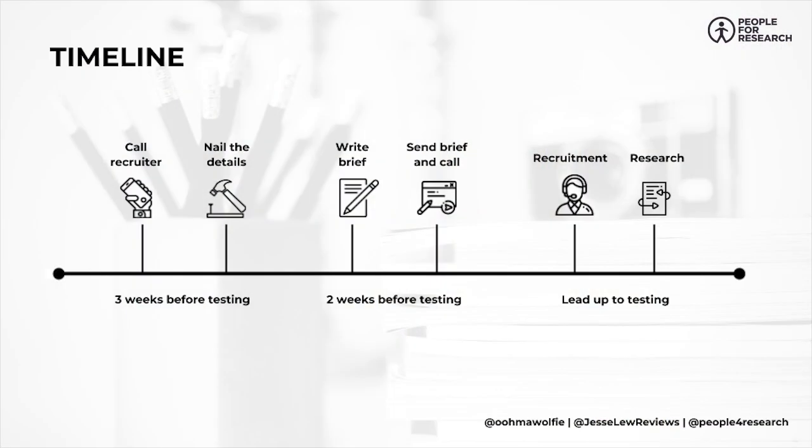So that timeline there, I'm going to roughly work through each of these and talk through what we do at each step. So the very first thing that we do when we know that a bit of work is coming in that we're going to have to do a bit of research for is we ring the recruiter.